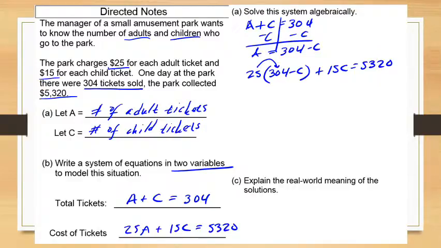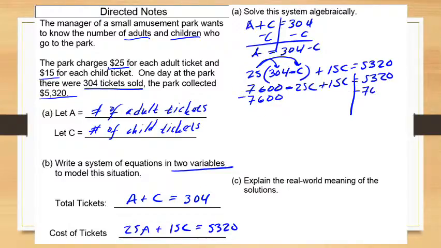I'm going to go ahead and distribute my 25. So 25 times 304 is going to give me 7,600. 25 times C is going to give me 25C. Again, note the subtraction sign here that has to continue. Plus 15C equals 5,320. Next step, I need to combine some like terms. So I've got 7,600 over here. I'm going to subtract that from each side. And then I'm also going to combine my C terms here. So I have negative 25C plus 15C, so that's negative 10C. On the other side, when I subtract, I'm going to get negative 2,280. So negative 10C equals negative 2,280.